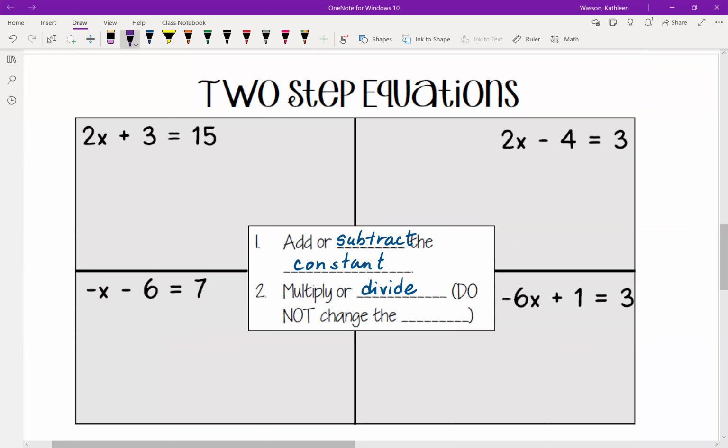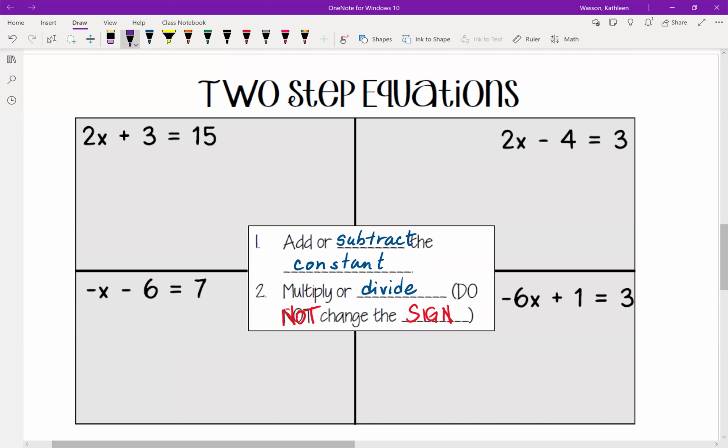When you multiply or divide, do not change the signs. So if the number that you're multiplying or dividing by is positive, then you will divide by a positive number. If you are multiplying or dividing by a negative number, then you will do the opposite operation with a negative number. Just keep the sign that it has.